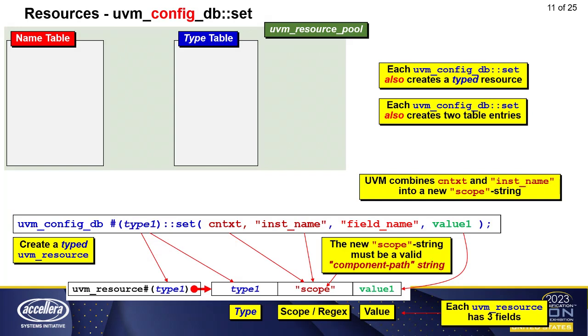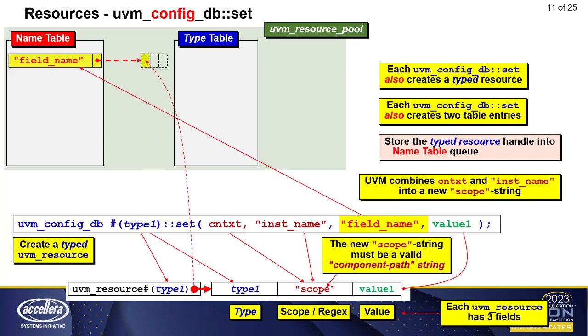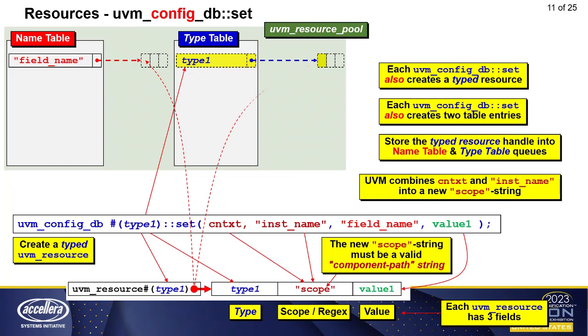Each UVM config DB set command also creates two table entries. First, the typed resource handle will be stored in a UVM queue, and the queue handle will be stored at the field name string location in the name table. Second, the typed resource handle will be stored in another UVM queue, and the queue handle will be stored at the type location in the type table.